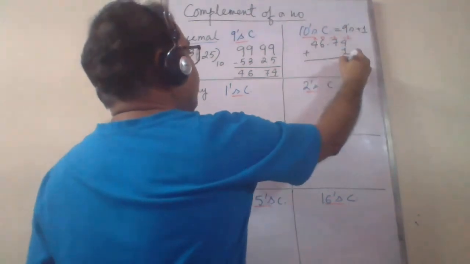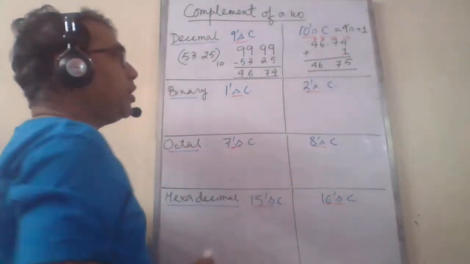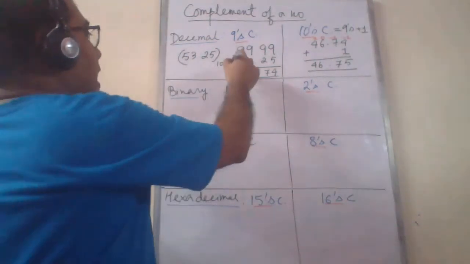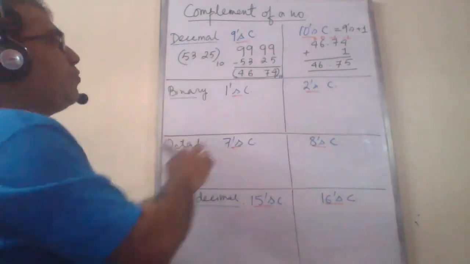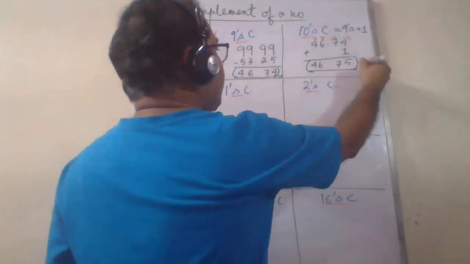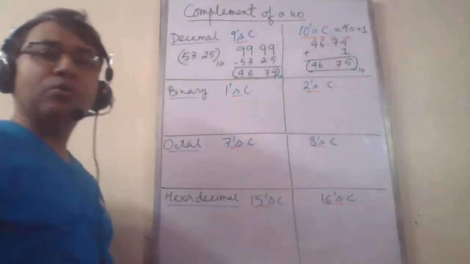So we'll get the value as 46.75. So the 9's complement of 53.25 is 46.74, and the 10's complement of the same number is 46.75.